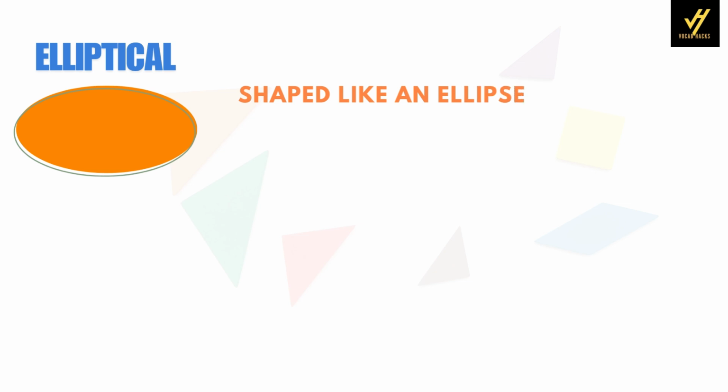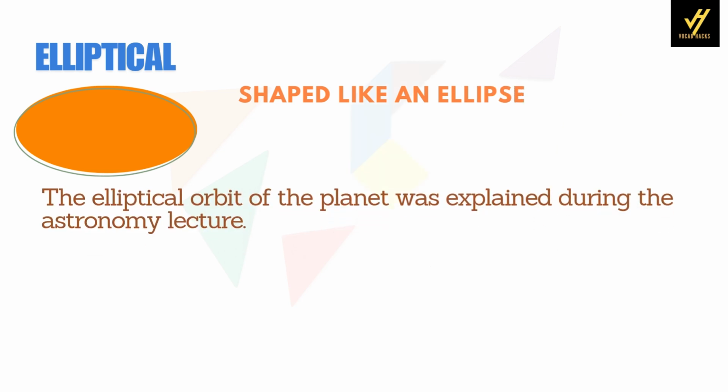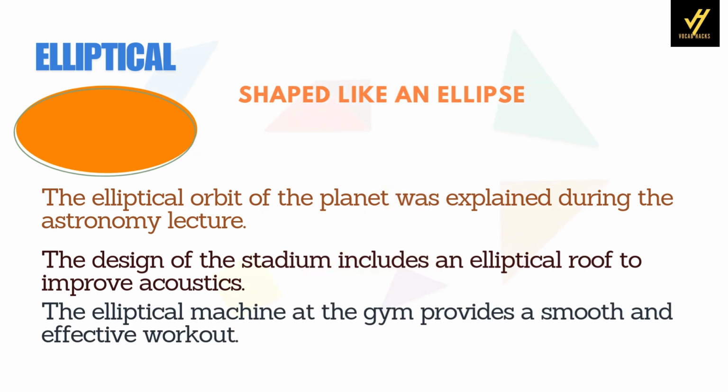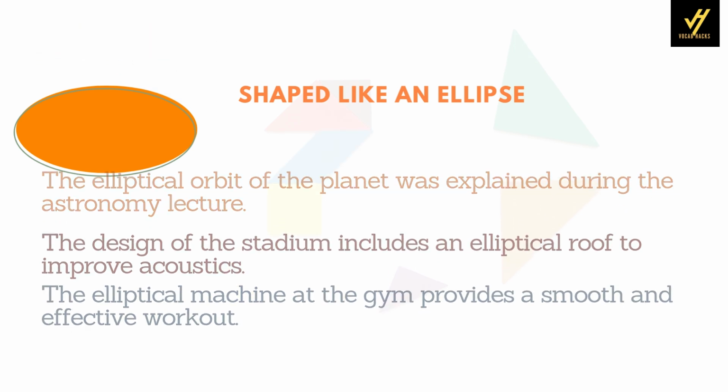Elliptical, shaped like an ellipse, the elliptical orbit of the planet was explained during the astronomy lecture. The design of the stadium includes an elliptical roof to improve acoustics. The elliptical machine at the gym provides a smooth and effective workout.